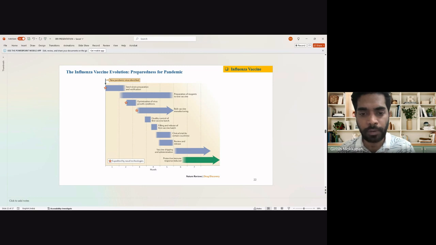the bulk vaccine manufacturing. So this is a review from Nature, a very well-reputed journal, and it has advised, and it is actually appreciated by the World Health Organization, this group of people who have given this, and they say that this should be the way we should be preparing for a next pandemic.